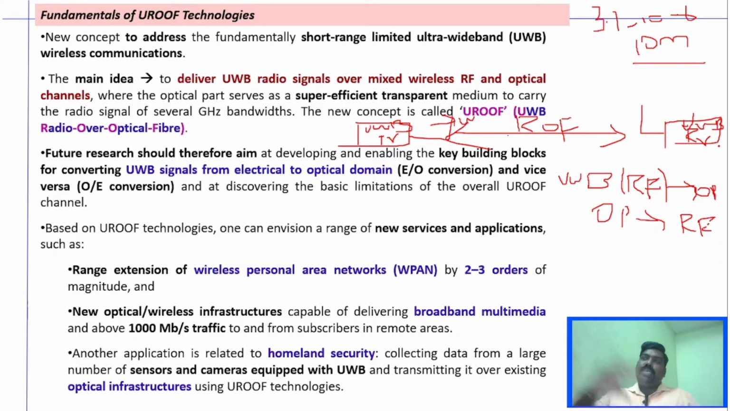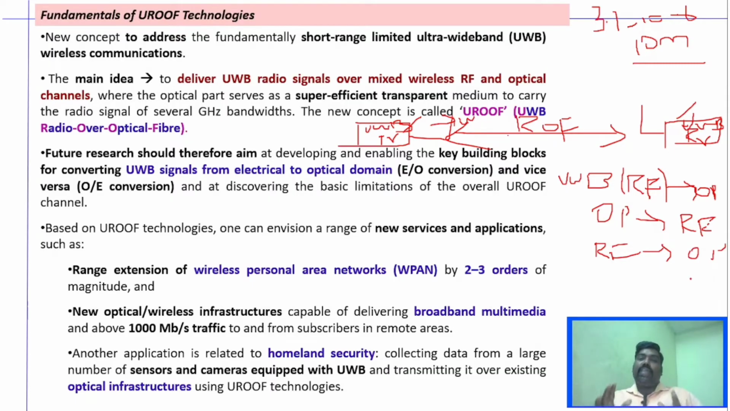And so the transmission and the reception happen only with the UWB signal, that is the RF signal, but the transmission inside the optical fiber happens with the optical signal, right? So what we are going to do is superimpose the UWB signal on the optical carrier and transmit it, so that we can achieve all the advantages which I said. And when we say UROOF technology, we know that we need a UWB transmitter, a UWB receiver, and components to convert RF to optical and optical to RF, right?